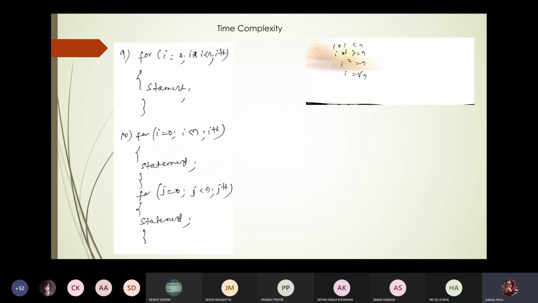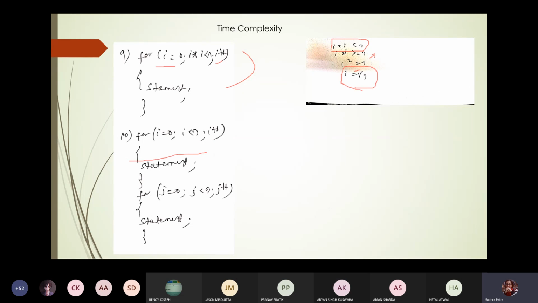Similarly, if you take this case where I equal to 0, I cross I less than n, and I plus plus, here we are just taking this condition I cross I less than n. If this is the case, then what would be the terminating criteria? I cross I greater than or equal to n. So I square we can approximate as n, then I will be of the order of root n, right? So for this condition, you can take it as order of root n.